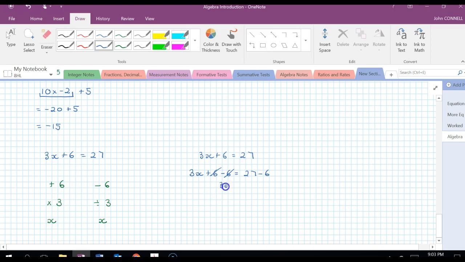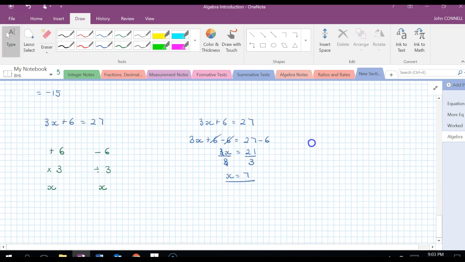So then we have 3x is equal to 27 take 6, which is 21. And so 3x is the same as 21, and then I can divide both sides by 3. Because I've got a common factor of 3 in the top and the bottom, I can cancel it out. And so I get x is equal to 7. So we see that x is the same as 7.